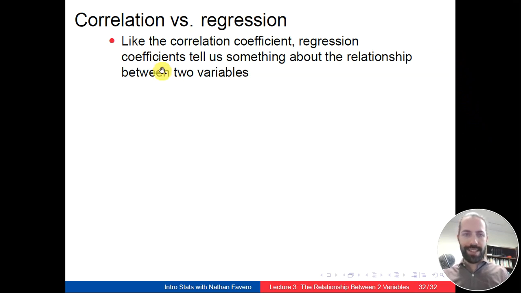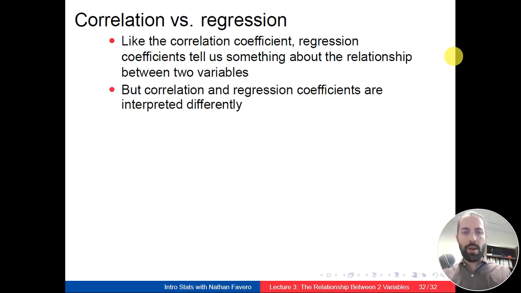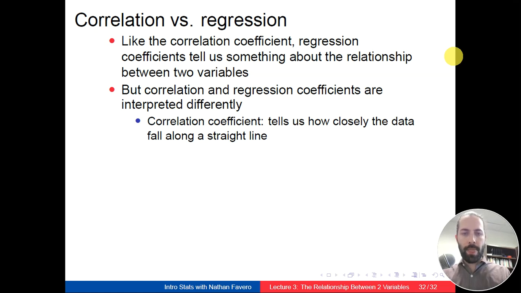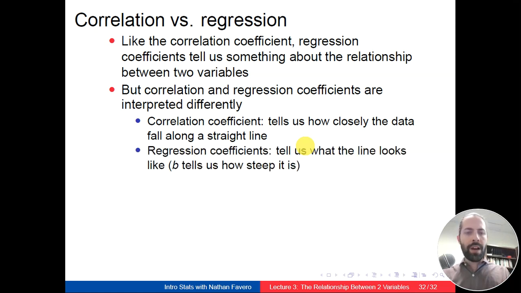If you're enrolled in my course, this is going to be a good slide to review come midterm time, because I might ask about differences between correlation and regression. Correlation coefficients and regression coefficients are both going to tell us something about the relationship or association between two variables. But they're also going to be interpreted somewhat differently. A correlation coefficient is basically going to tell us how closely the data falls to a straight line. In other words, if we're looking at a scatter plot, does all the data cluster really closely along a straight line or not? On the other hand, a regression coefficient is going to tell us what that line looks like.